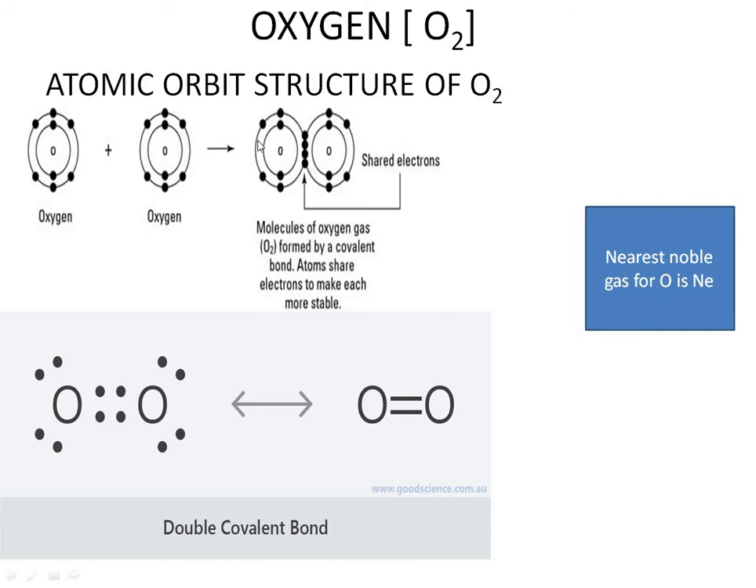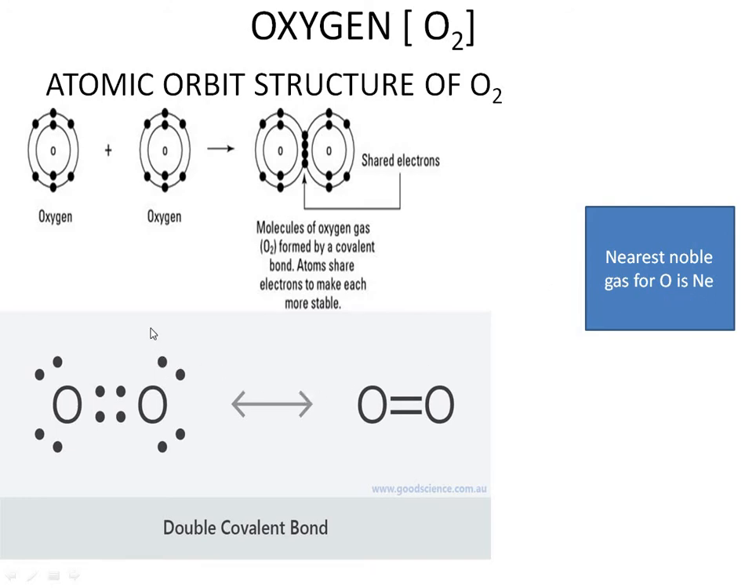Both oxygen atoms are sharing the electrons there. So it should overlap, and in the center these 4 electrons should be common to both oxygen atoms. You count and see: 1, 2, 3, 4, 5, 6, 7, 8 for this oxygen. The same way for the other oxygen, you have to take into account all the electrons present in the center, shared: 1, 2, 3, 4, 5, 6, 7, 8. Now it becomes an oxygen molecule. It is formed by the atoms sharing electrons to make each one more stable. So the nearest noble gas is neon.